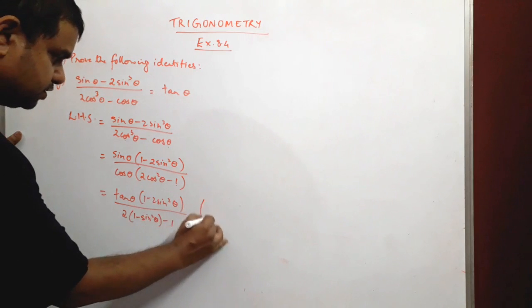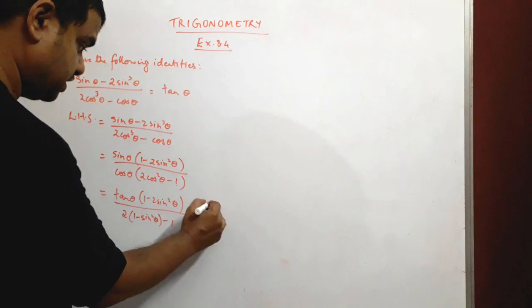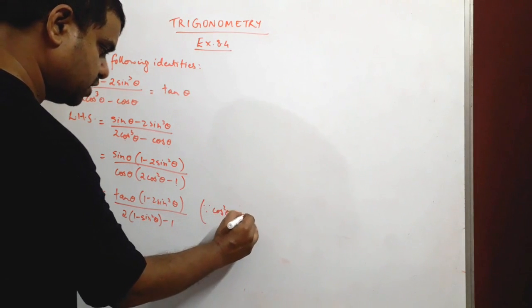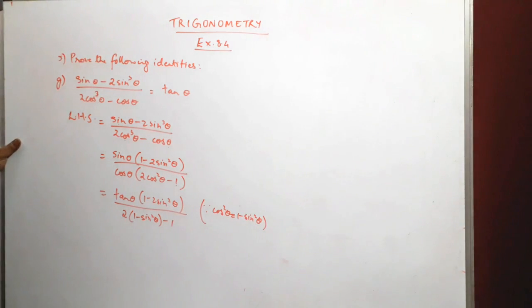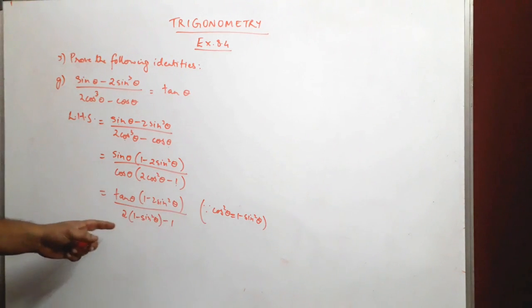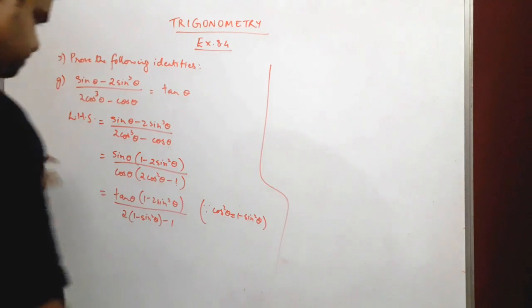So I'll put the reason over here. It's important to put the reason to know from which identity that you have used. Okay, so cos square theta equal to 1 minus sin square theta. Do not assume that the examiner knows it. It is important that you mention or give reason for the change that you have done. Okay, complete it over here.